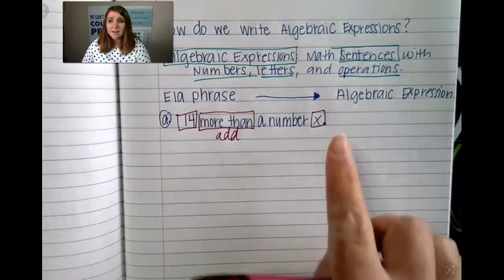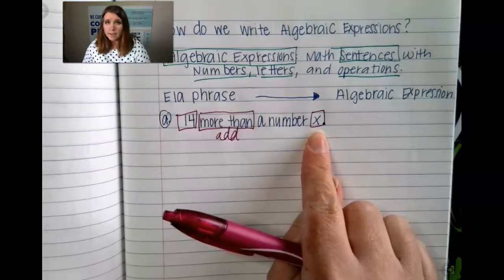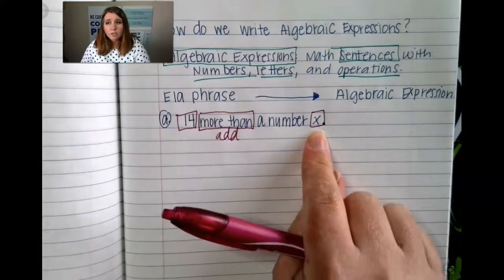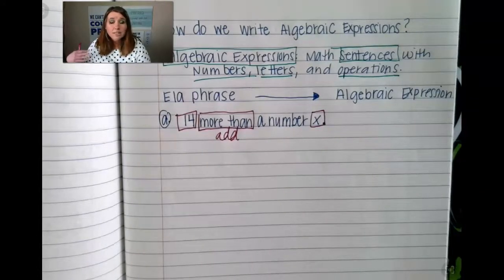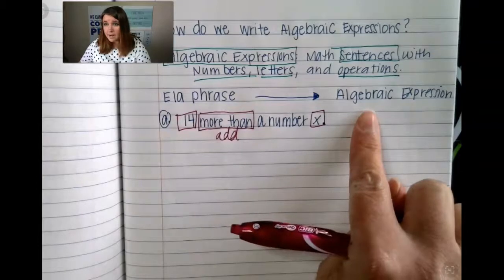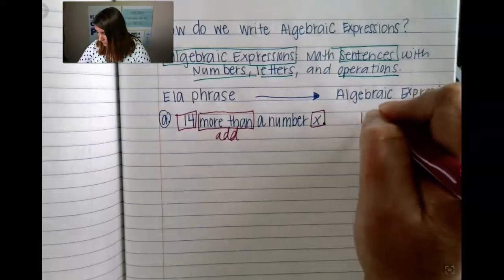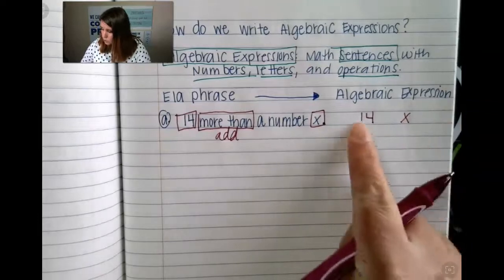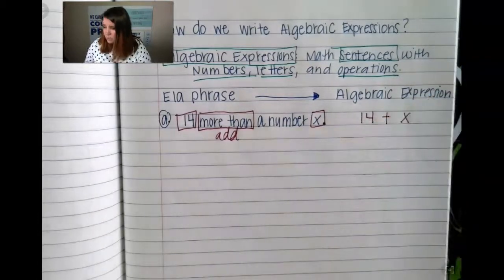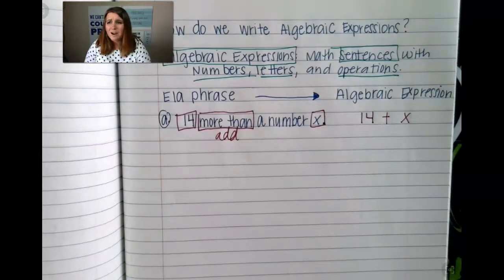Well, that's just it. x actually does represent a number. We just don't know what it is. We're going to figure it out later on in life, or they'll just give it to us and tell us what it actually is. So all we're doing is writing an algebraic expression. We take this 14 and this x, and we join them together with a plus sign. And that's it. We've got 14 plus x, and we are finished.